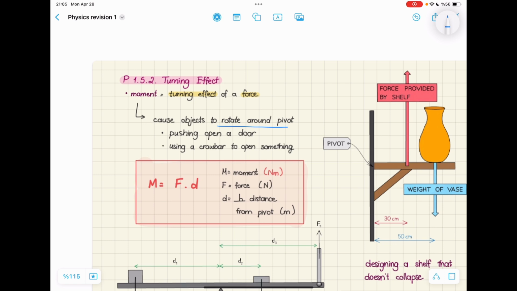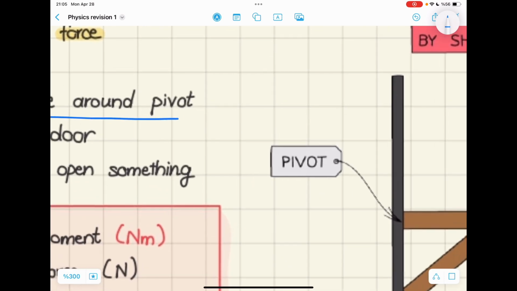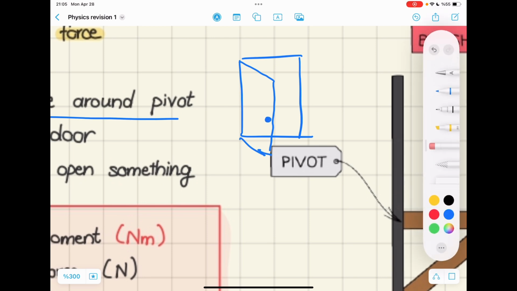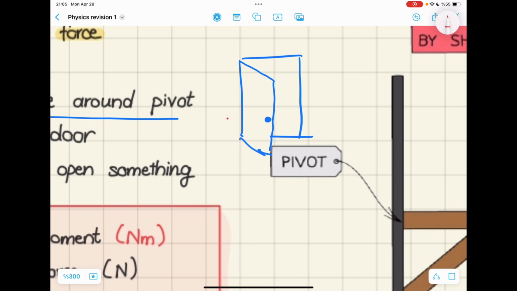And for example, if you have a door, I'm going to draw it very badly. Let's say these are the doors that are open, and you have a handle here. Depending on where you act with your force, at this point or at this point, you will have a different moment of force, because the hinge, the pivot, is here. So the farther you go away from this, which is your D, perpendicular, the bigger effect you will have.